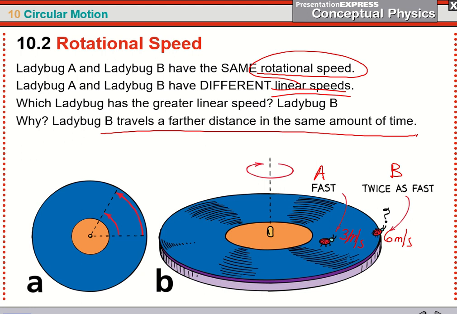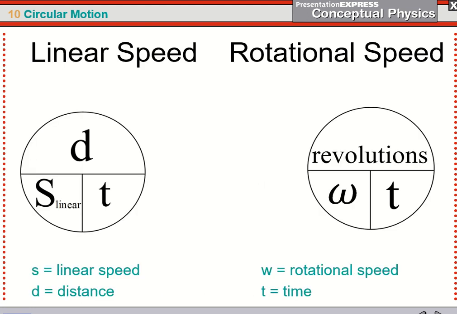Pause if you need to write all that down. All right, linear speed. We have 2 equations, one for linear speed, one for rotational speed. So on your paper, make sure you write down the circle equation for linear speed. It's the same as our speed equation from before, except we put linear here to remind ourselves that this object's actually going in a circle. It's spinning, but we're just looking at how many meters it's going per second. So S is linear speed, D is distance, T is still time.